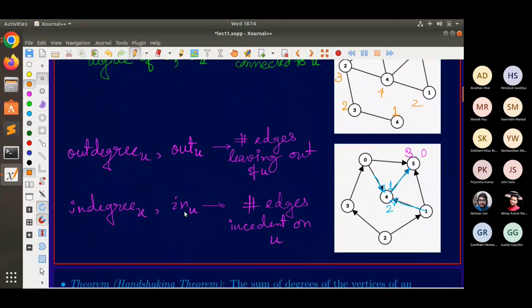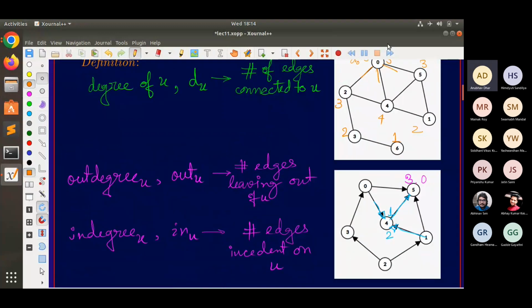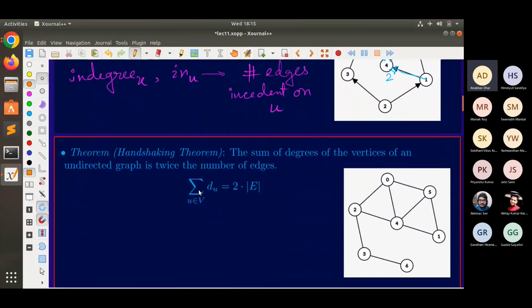Now let's talk about some results that are related to degrees of the vertices. Okay. So the first theorem is also called the handshaking theorem. It says that the sum of degrees of the vertices of an undirected graph is twice the number of edges. This is a pretty well-known fact, and this was also covered in the last class. So can anyone give me a quick short proof of this fact?